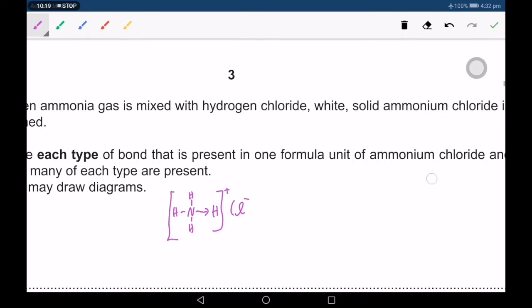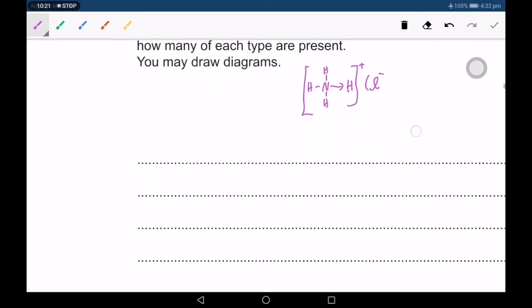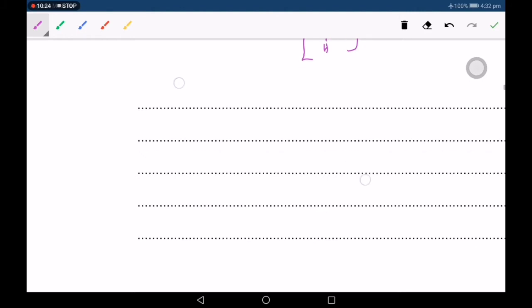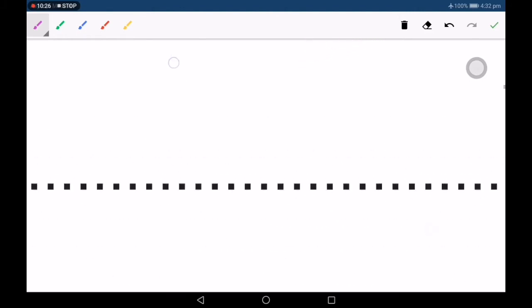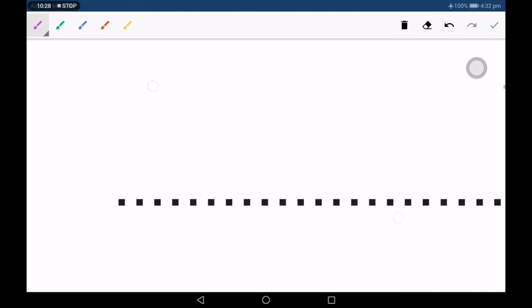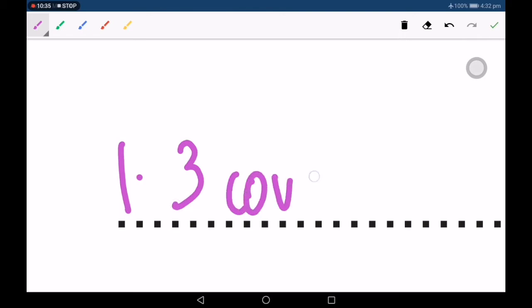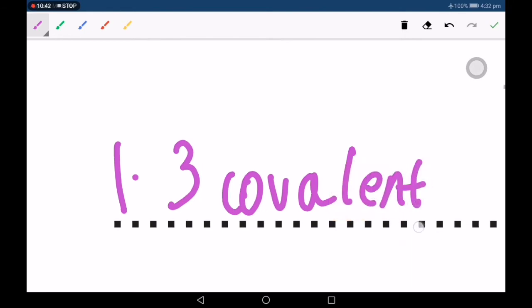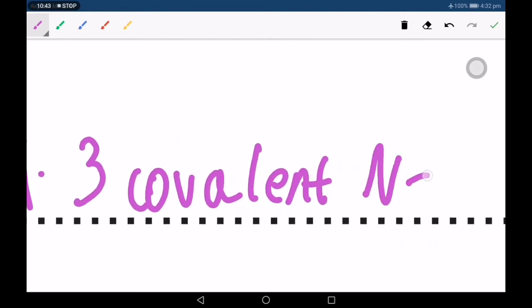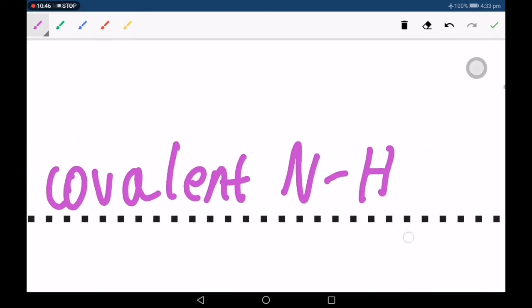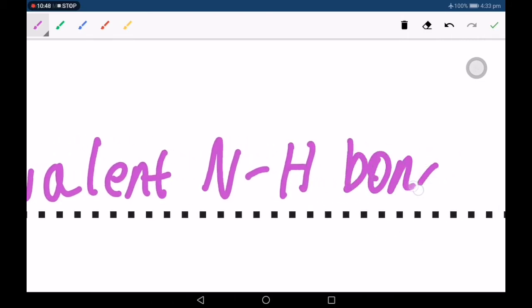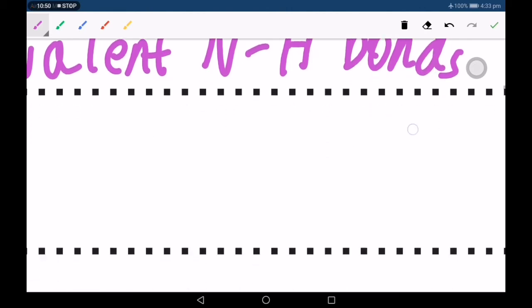Each type of bond is present in one formula unit. So each type of bond. Number one, there are 3 covalent N-H bonds. So that is the main thing.